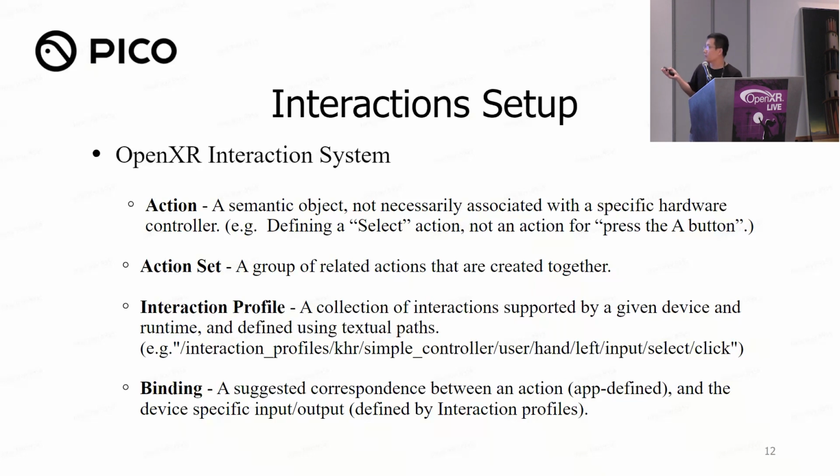The action set is just a group of related actions. And the interaction profile is a collection of interactions that are supported by the runtime on the device. And it is defined using a textual path, just like the example. And the last one is the bindings. It is the correspondence between the actions and the interaction profile.